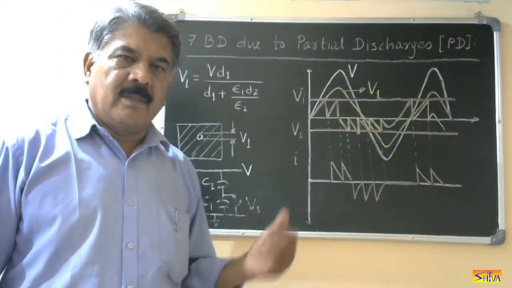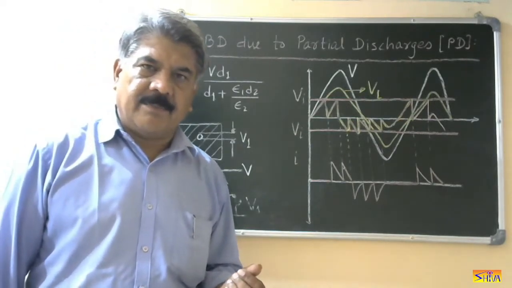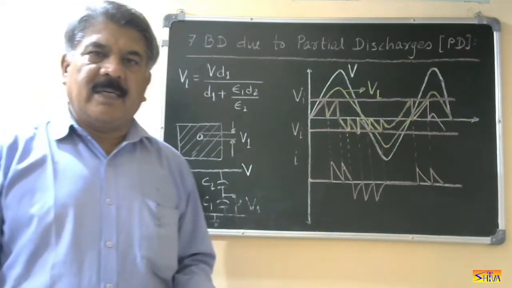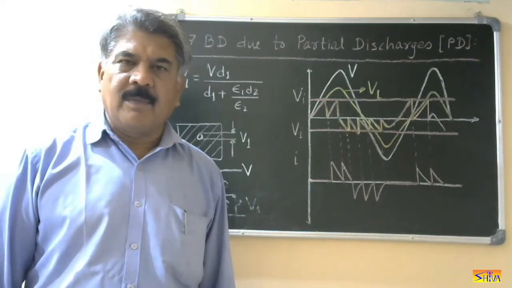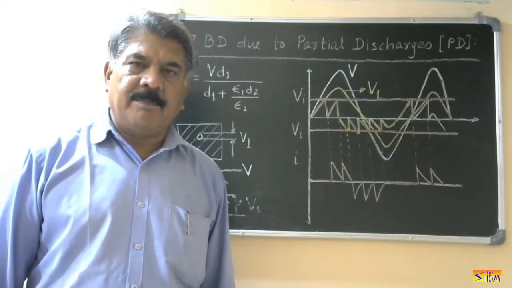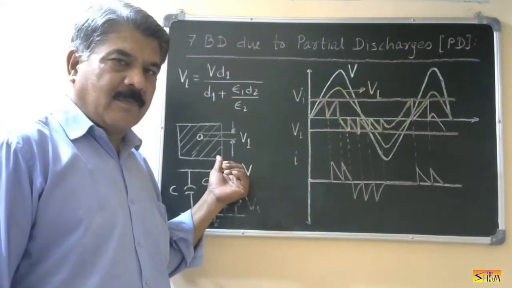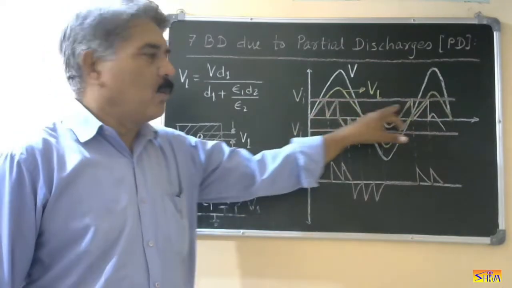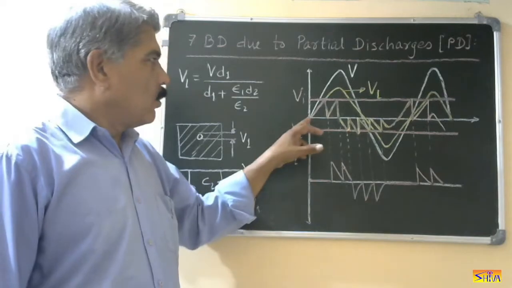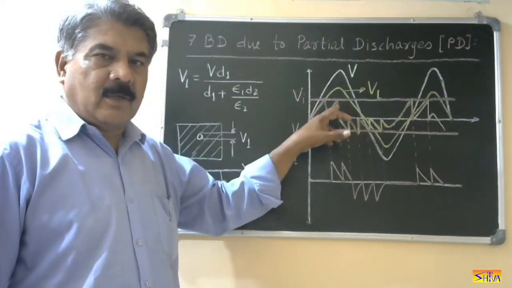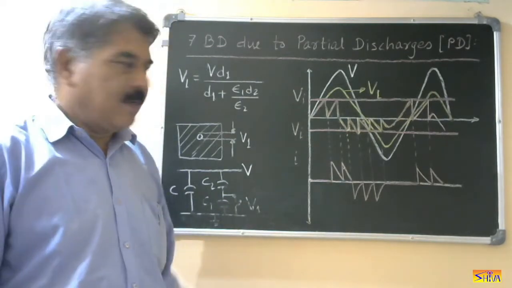Let us say this cavity has a diameter of 1 mm and it is filled with air. Now, the dielectric strength of air is 30 kV per centimeter. So for 1 mm we require 3 kV for causing the breakdown. This 3 kV will be the peak value. So if this cavity is filled with air and has a diameter of 1 mm, then this inception voltage will be 3 kV on the positive side as well as on the negative side. So if this V1, that is the voltage appearing across this cavity, is more than 3 kV, then obviously there will be breakdown of the cavity.